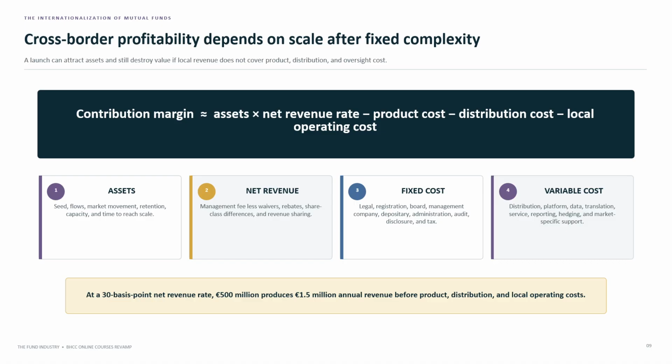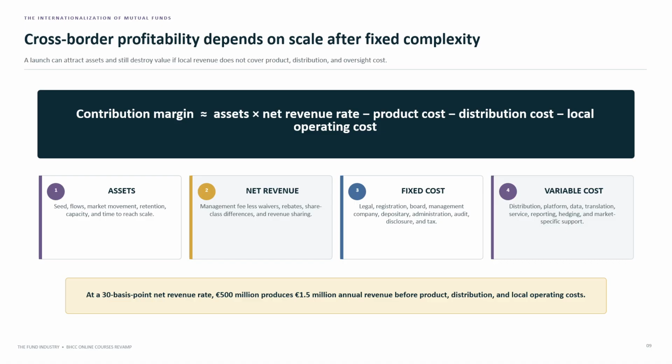Next, use net revenue, not the headline management fee. Deduct fee waivers, rebates, share class differences, revenue sharing, and distributor economics. Then include fixed costs such as legal work, registration, the board, management company, depositary, administration, audit, disclosure, tax, and governance. Variable costs can include platform fees, local service, data, translation, reporting, hedging, and sales support.